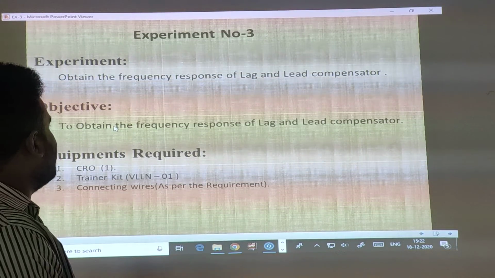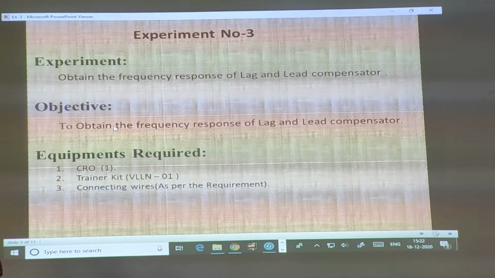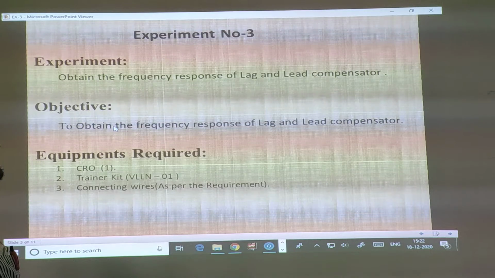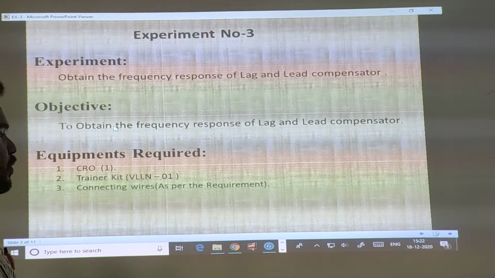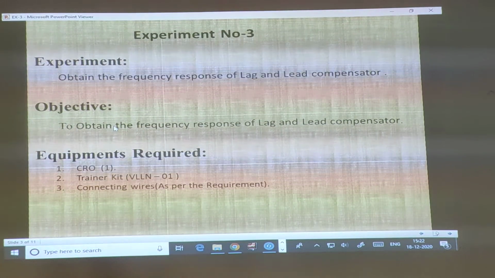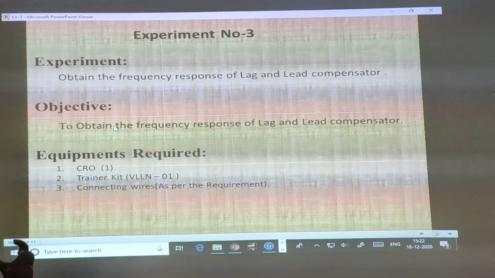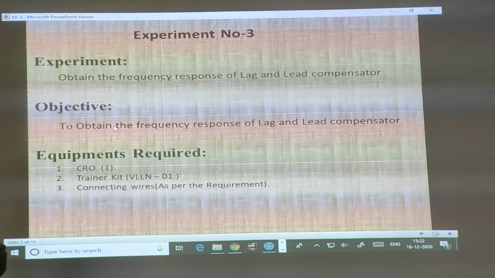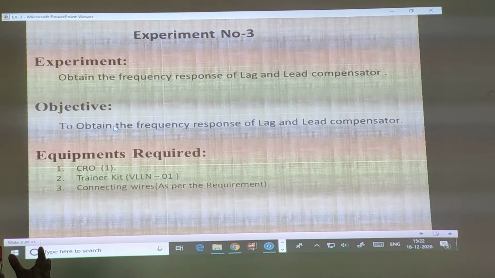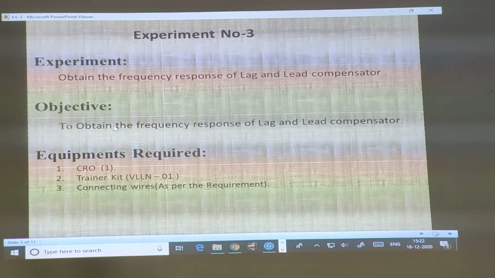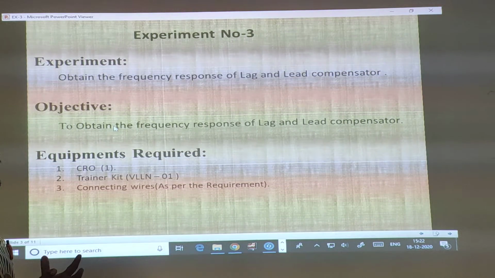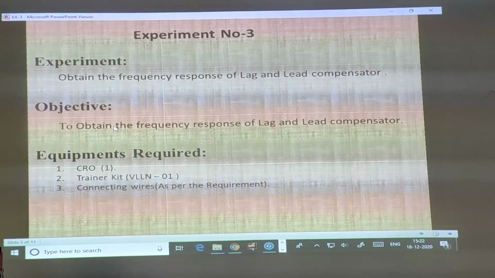So your experiment number 3 is to obtain the frequency response of lag and lead compensator. So what is the objective? The objective is to obtain the frequency response of lag and lead compensator. So what are the equipments required in this particular experiment?